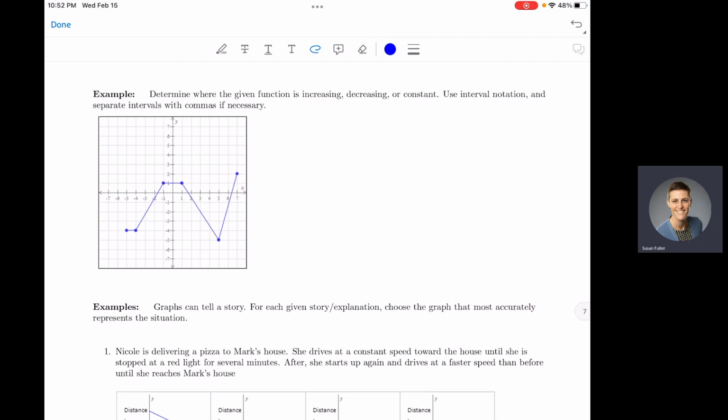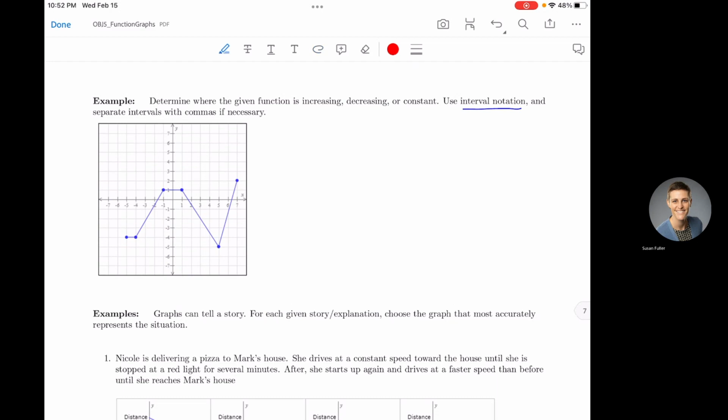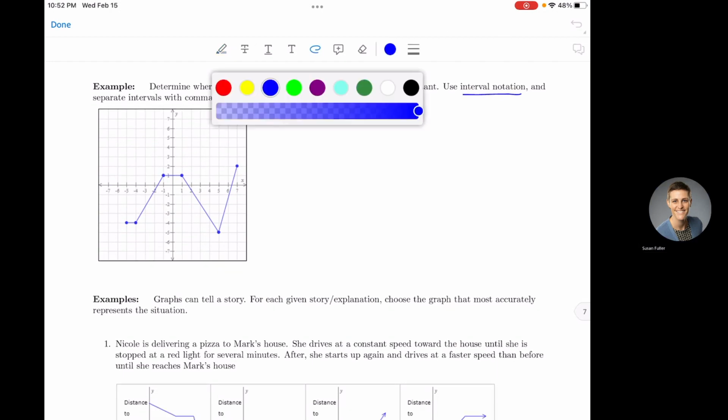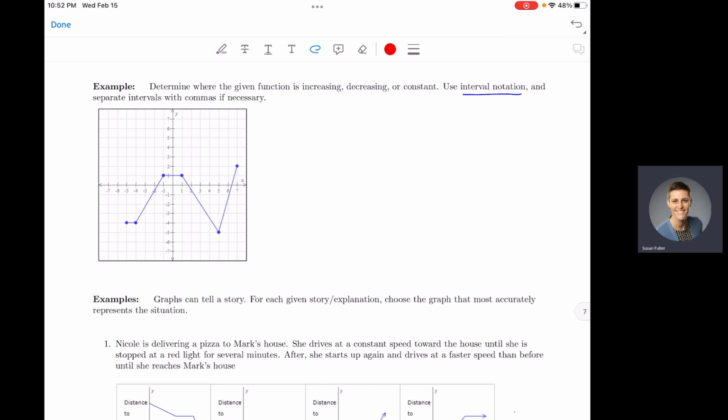So let's try an example here. We want to determine where the given function is increasing, decreasing, or constant, and we are going to use interval notation to do this. Okay, so let's start with, I'm going to change colors here because I think it's going to make this more clear. Let's start with where our function is increasing. So where here is our function increasing as it goes from left to right.